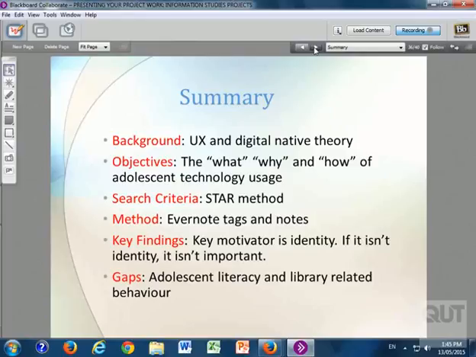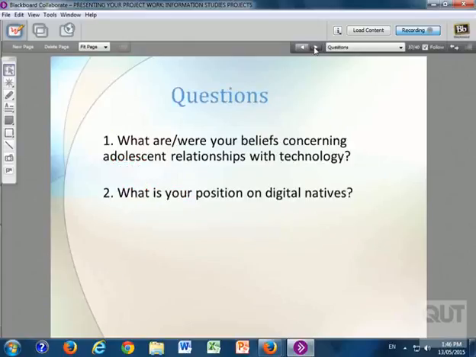Here's a little bit of the background. These are the objectives. This was the search criteria I used. These were the key findings, and these were the gaps that I identified. So it just sums it all up in one slide, just in case anyone's in any doubt at all. The summary should be quite easy to read. Just go back and look at what you've said prior to it.